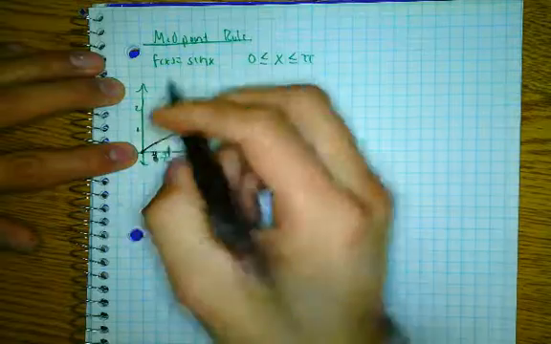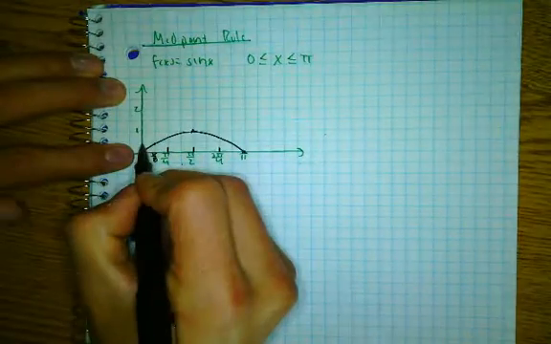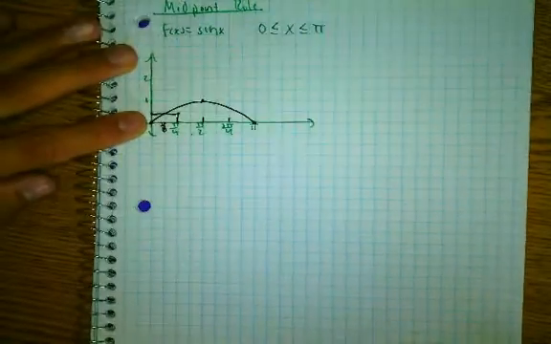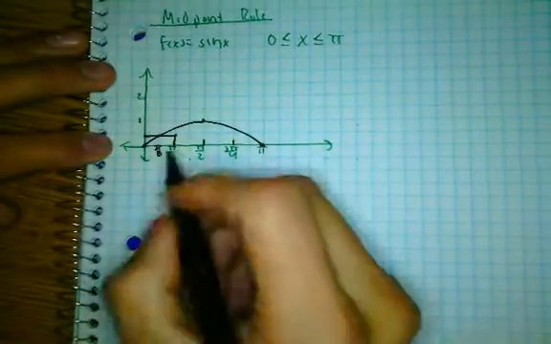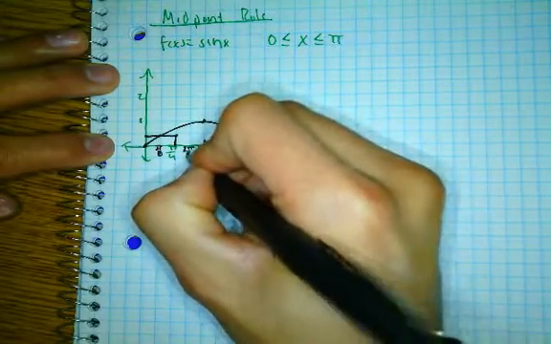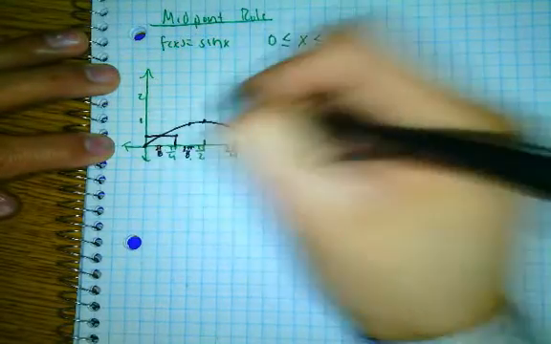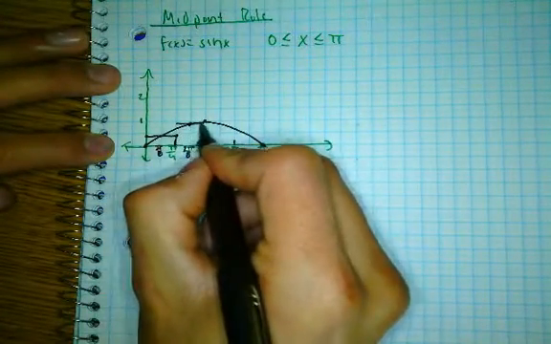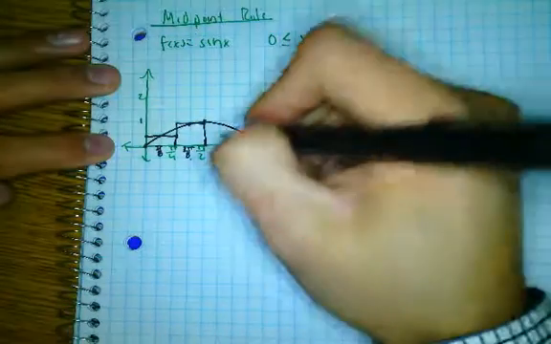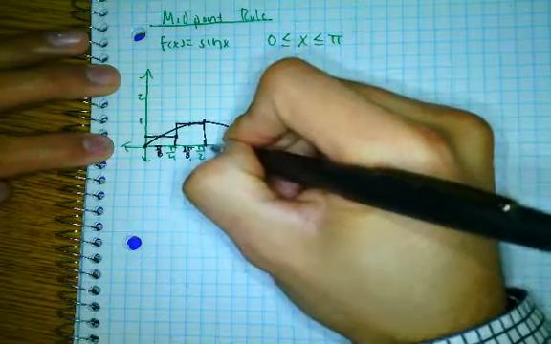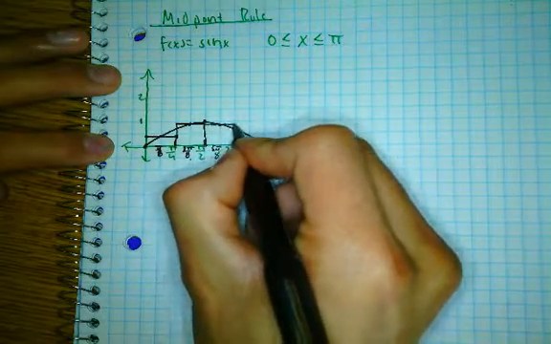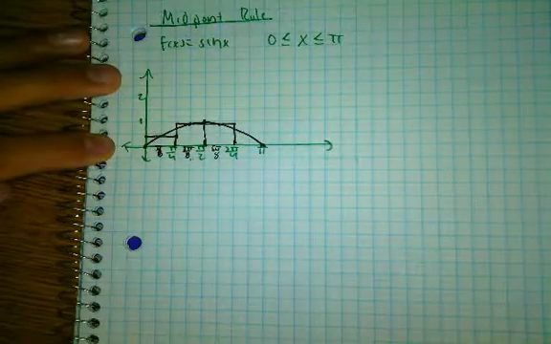Alright, let me show you one more time. So what's the midpoint between pi over 4 and pi over 2? 3 pi over 8. So you're going to go up to that point right there on the curve, and then you're going to draw your rectangle. Cool? And then halfway between here and here is going to be 5 pi over 8. So I'm going to go up to here. And then halfway here is going to be 7 pi over 8 up to there on the curve. And that's my 4 rectangles.